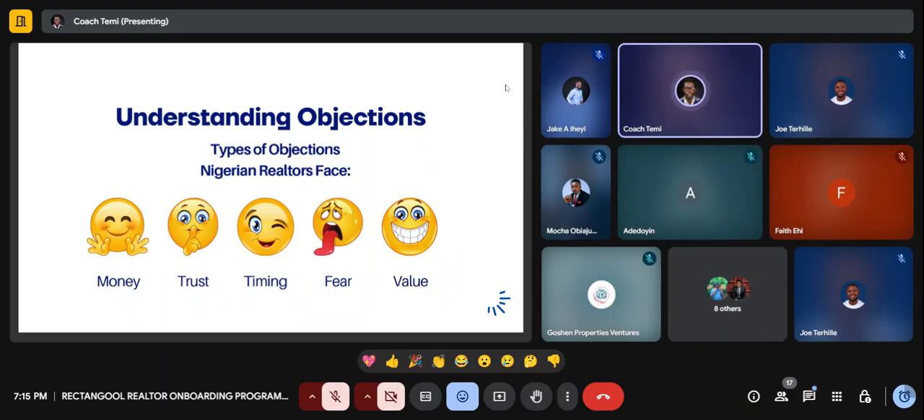So, understanding objections. I want my presentation to be very short because I need some of us to join me in facilitating this session. Understanding objections. These are types of, maybe not all, but some of the objections Nigerian realtors face most often. Number one is the money objection.